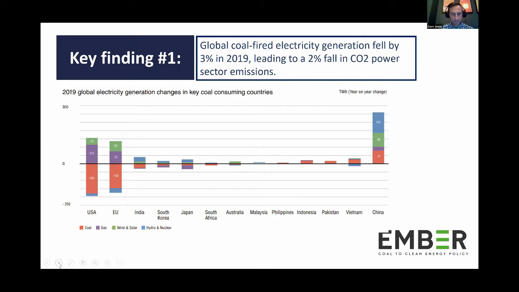A big up to Australia. They had a 54% increase in solar generation in 2019, and that took a chunk out of coal generation. Basically, a one for one offset in the terawatt hours of coal generation in Australia from that solar increase. And then we're into the countries on the right-hand side with the increasing coal generation.